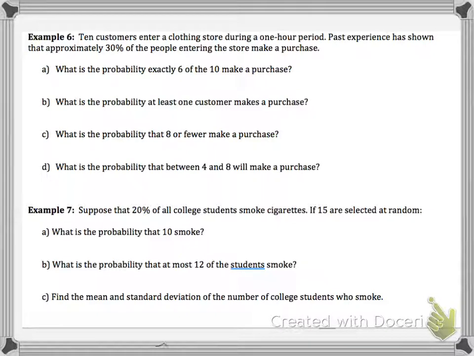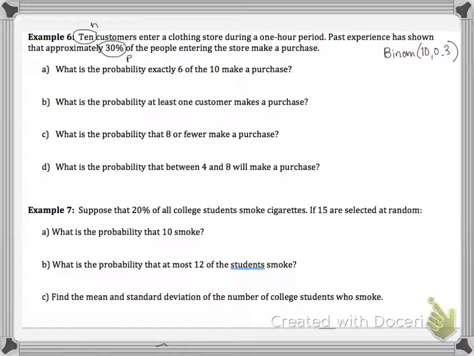So remember that the whole number provided is usually our n, right? And then past experience has shown that approximately 30% of people entering the store make a purchase. So that's most likely the probability given, our P. So this means that we're looking at a binomial model where n is 10 and the probability of success is 0.3. And then we're asked, what is the probability exactly 6 of the 10 make a purchase?